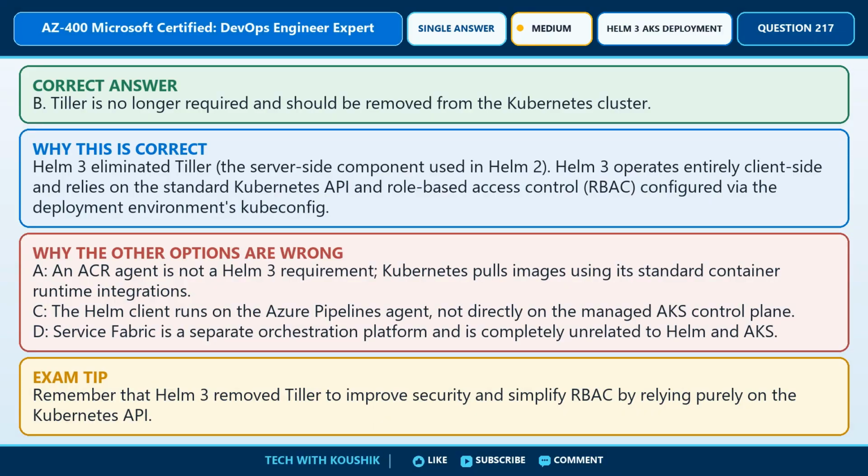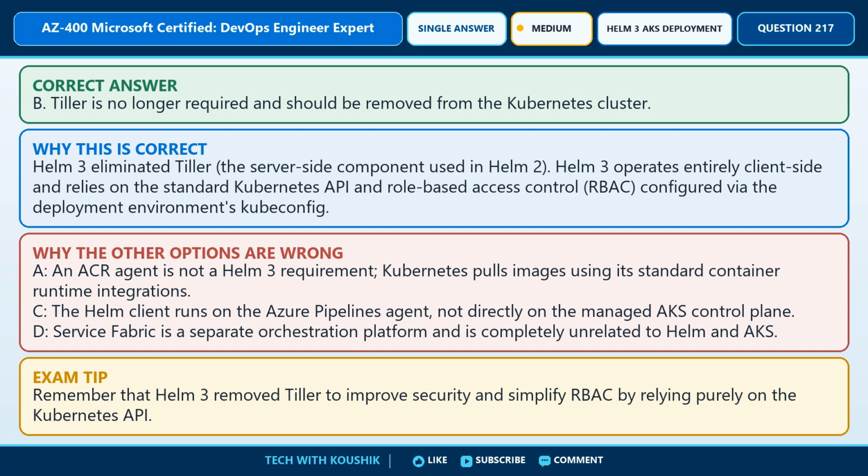The correct answer is option B. Tiller is no longer required and should be removed from the Kubernetes cluster. Here's why. Helm 3 eliminated Tiller, the server-side component used in Helm 2. Helm 3 operates entirely client-side and relies on the standard Kubernetes API and role-based access control, or RBAC, configured via the deployment environment's kubeconfig. Why are the other options not correct?